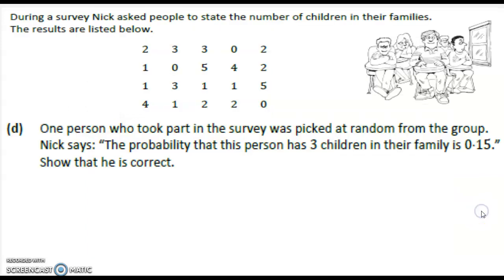The next one here is part D. One person who took part in the survey was picked at random from the group, and Nick says the probability that this person has 3 children in their family is 0.15. Show that he is correct.